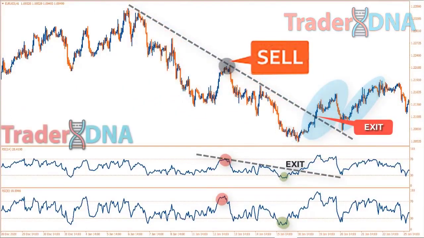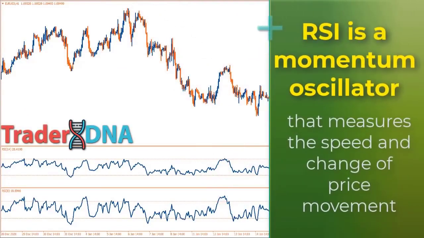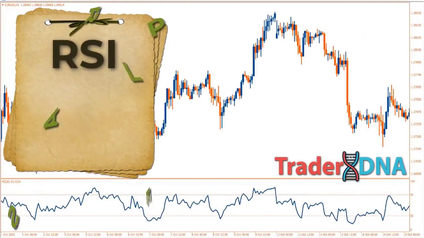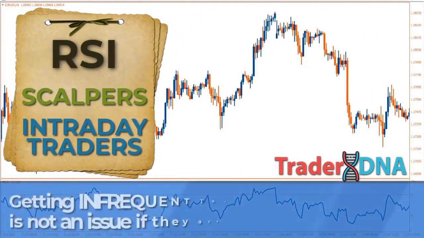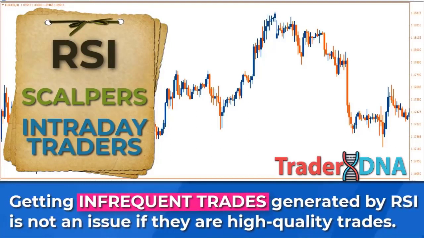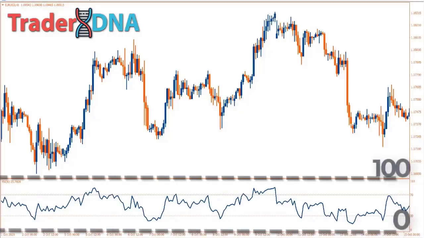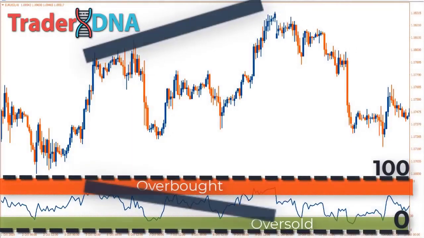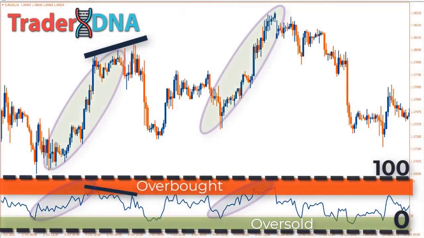The Relative Strength Index, or RSI. It's a momentum oscillator that measures the speed and change of price movement. RSI is a reliable tool for all, but especially scalpers and day traders. Getting infrequent trades generated by RSI is not an issue if they are high-quality trades. It's all about finding the quality trades to make up for infrequent intraday trades. The RSI oscillates between 0 and 100, and it's often used to measure overbought and oversold conditions in the market, divergence, or it can be used to identify the general trend.